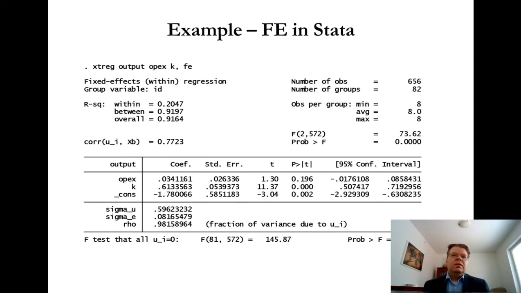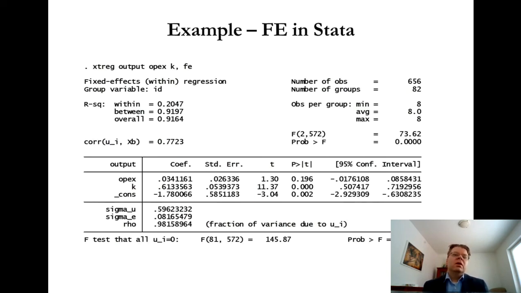And Stata automatically calculates this overall R-squared statistic, so the empirical fit, but it also then decomposes it to so-called within effects and between effects. So this between R-squared is 0.9197, which is very high. That indicates that the model explains differences in the output between firms very well. So this model can predict the differences between the firms. However, within the firm, so this time series dimension, it is relatively small, 0.2 only.